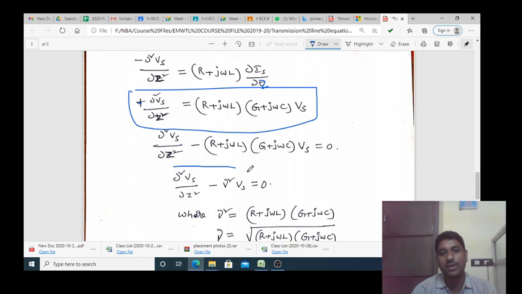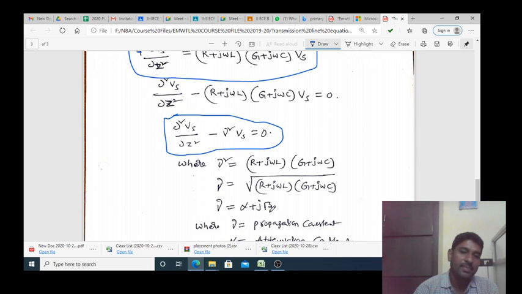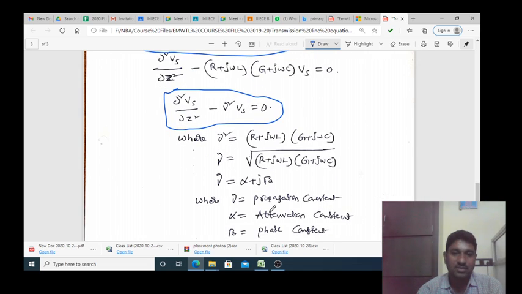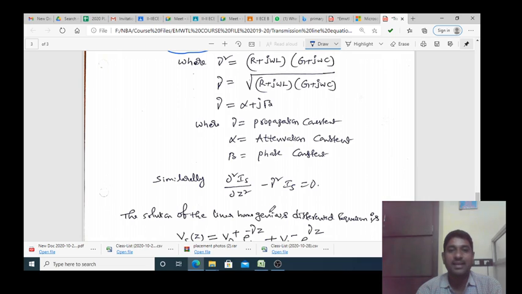Now, by comparing the above equation with this term, gamma square is called the propagation constant, where gamma square is equal to r plus j omega l into g plus j omega c, and gamma is the square root of r plus j omega l into g plus j omega c. So here gamma is a propagation constant. We can express this in terms of the attenuation constant and phase constant as alpha plus j beta. Similarly, in terms of the current, the differential equation we obtained is dou square Is by dou z square minus gamma square into Is equal to 0. The same procedure we can apply here.